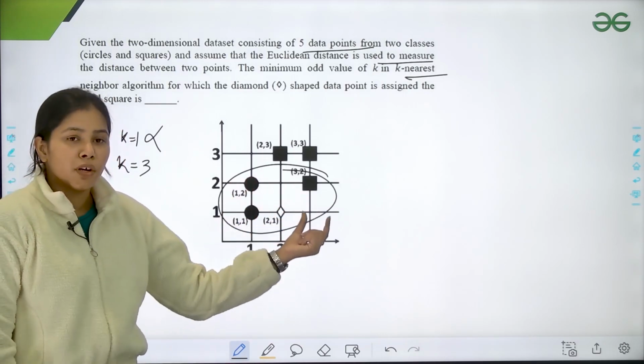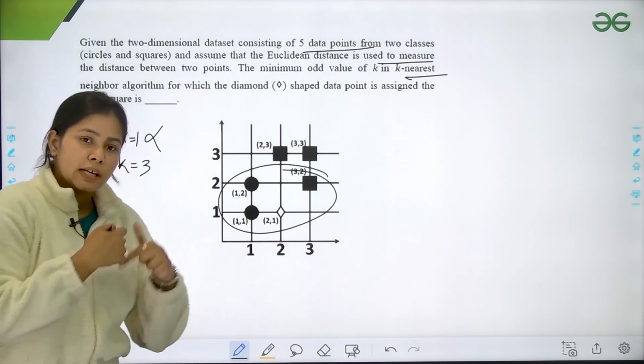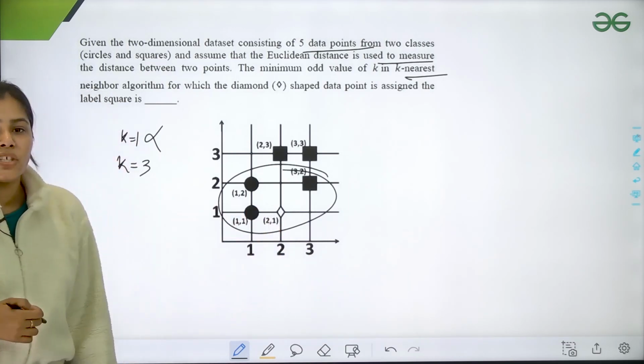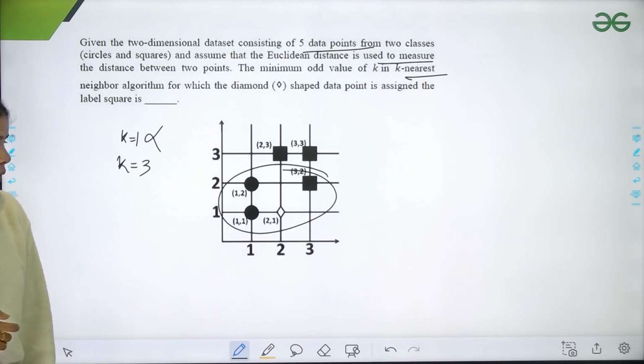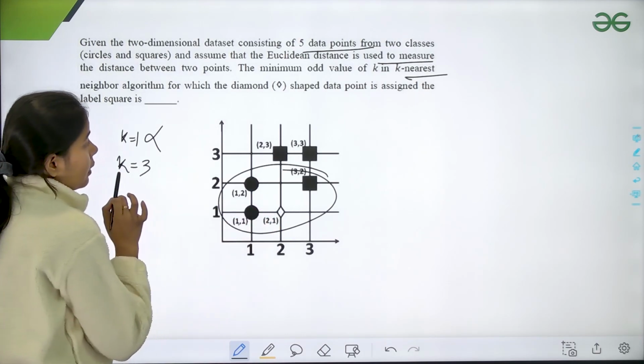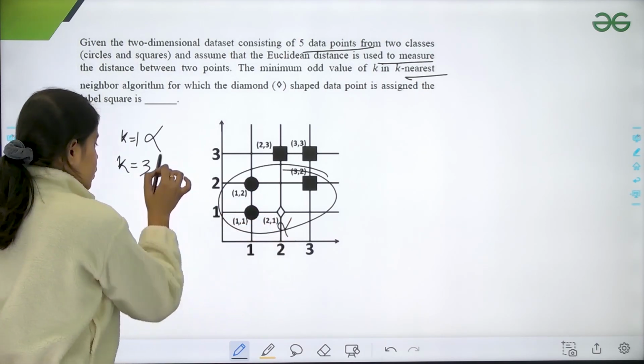Number of circles 2, number of squares 1. That means circles are greater. So that means this diamond shape gets assigned the circle value, right? Gets assigned the circle. So that's why this would also not work.